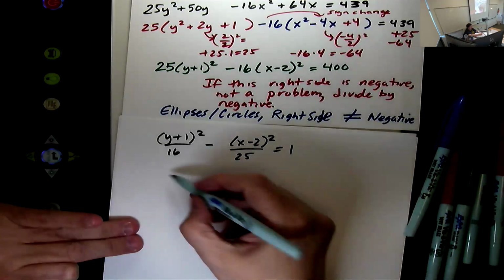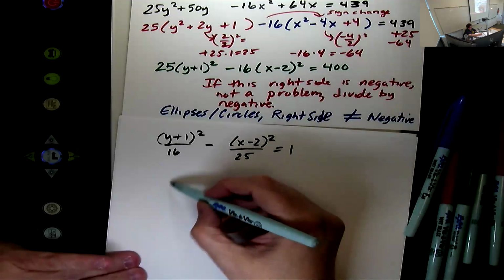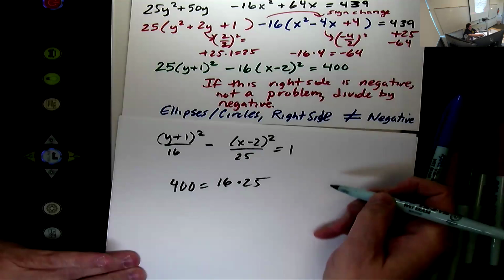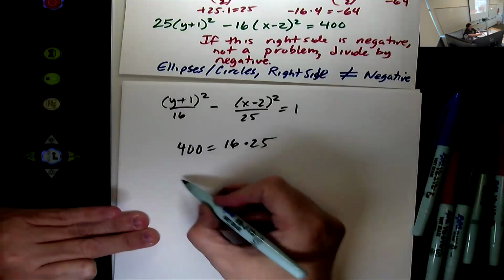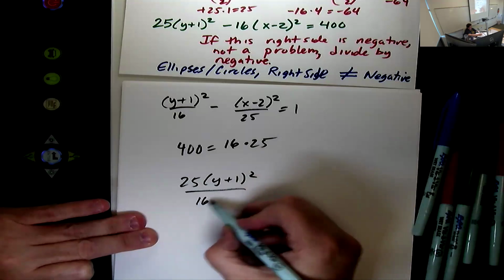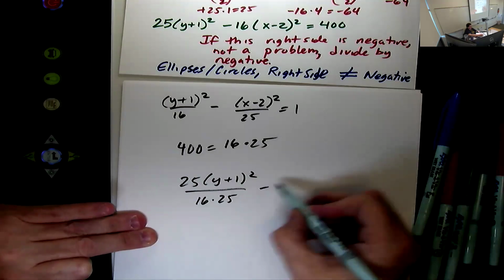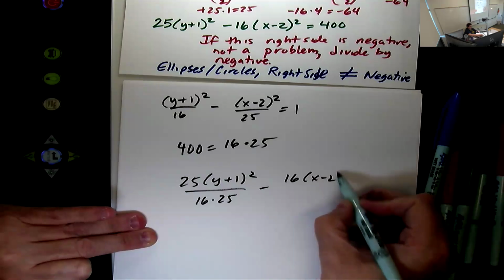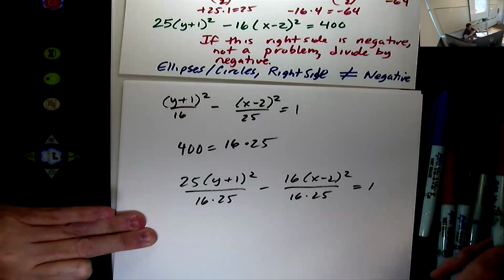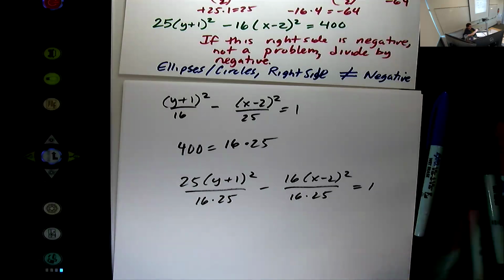So 400, one way to look at it is 400 factors into 16 times 25. So if I put... I'm still dividing by the 400 here. It's a little easier to see what cancels.